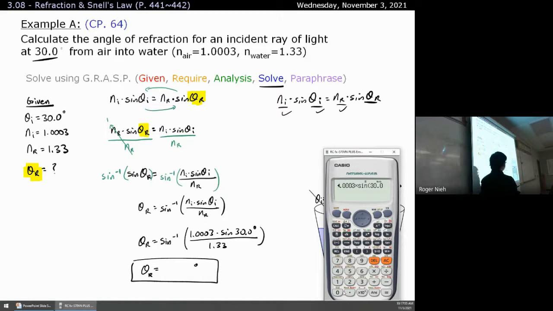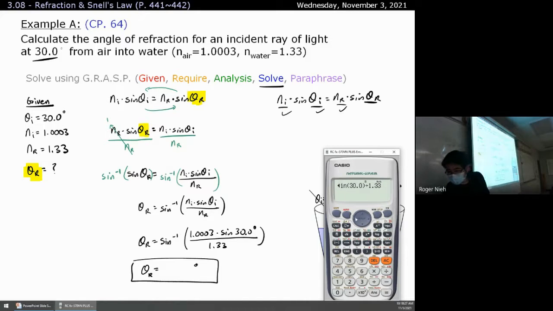This calculator, because it's so new, automatically opened brackets for me. If you have a calculator that's about 10 years old, it doesn't include the open bracket automatically. It's okay, you don't have to show it. But if the calculator opens it for you, make sure you close it, because we're doing the sine of just 30 degrees. Then we're going to divide everything by 1.33.